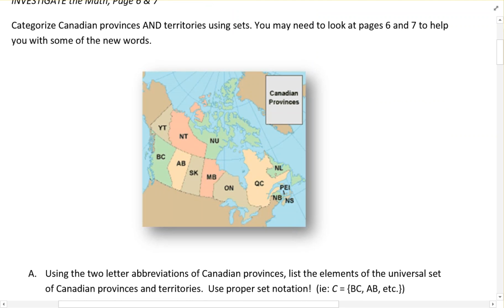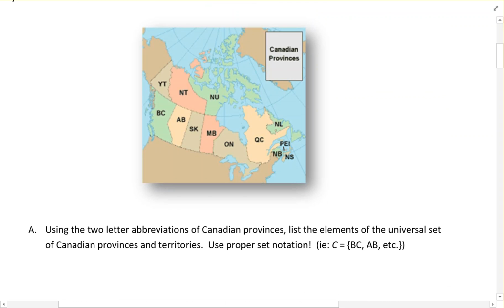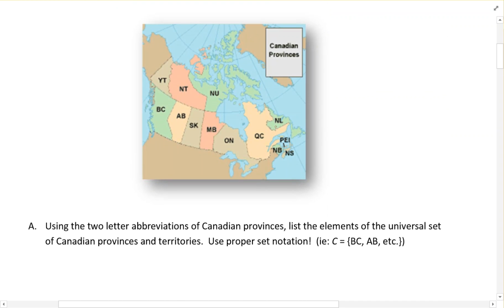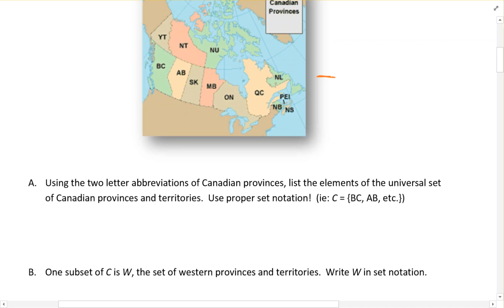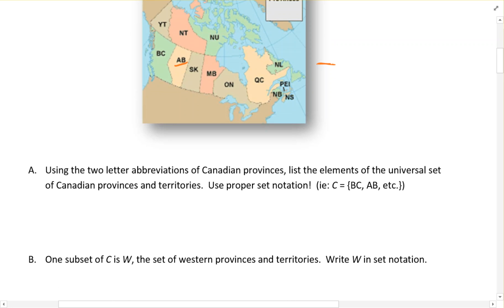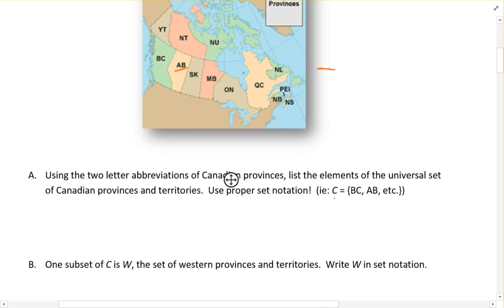If we look at this first example, this one's in your textbook as well. It says, if you look at the provinces of Canada here, A says, using the two-letter abbreviation, so just like AB for Alberta, of Canadian provinces, list the elements of the universal set of Canadian provinces and territories. Use proper set notation. Okay, so this right here is what I mean by set notation. So what we're going to do is create our universal set, and in this case, we're going to call that C.